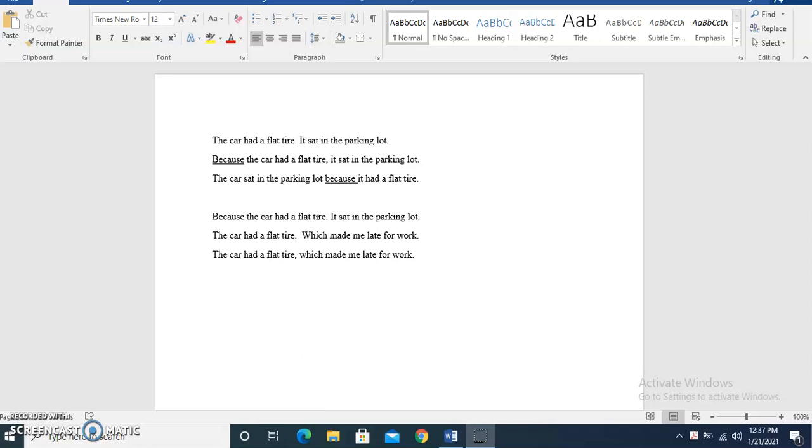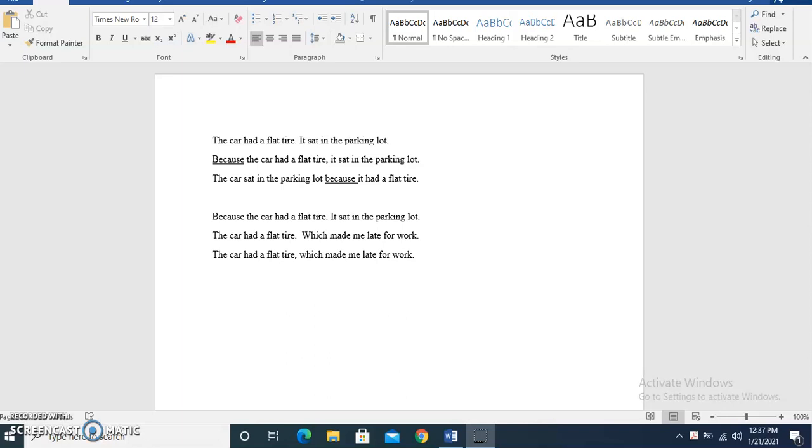So if we look at the example that I have in the second sentence, it's a variation of what we have in the first couple of sentences. I use this word because, a subordinating conjunction. And what it's doing is connecting these two independent clauses, or complete sentences, together. Again, why might you do that? Because when I read it, you'll see it sounds a little bit smoother than having two short sentences one right after the other. Because the car had a flat tire, it sat in the parking lot.